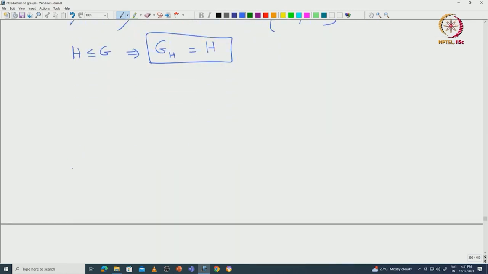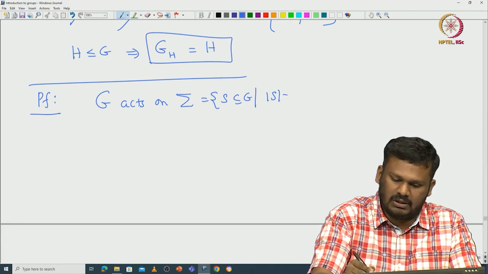So let's try to prove. Here is the proof. The proof starts here. Okay, the real proof. See that G acts on sigma, where sigma is the set of all S, subsets of G, having exactly cardinality p power k.